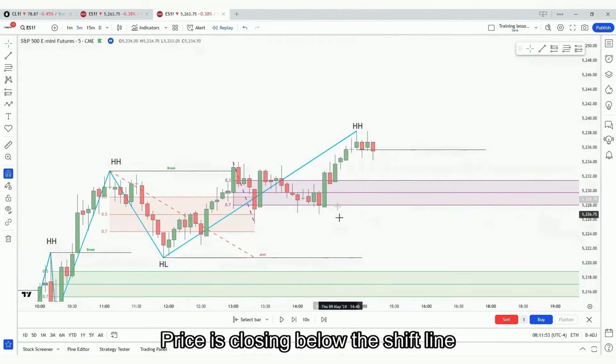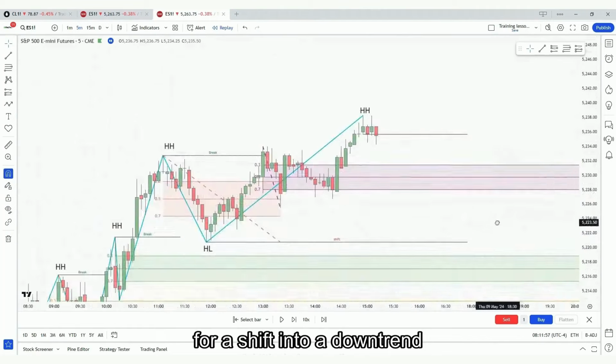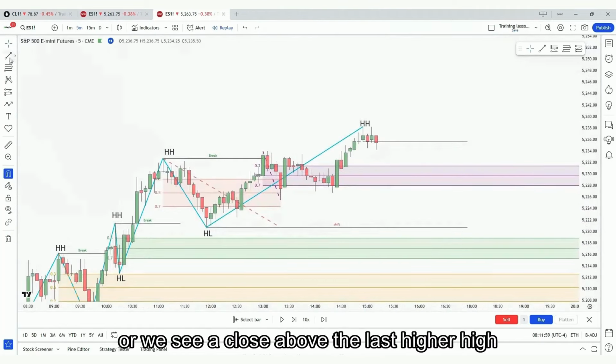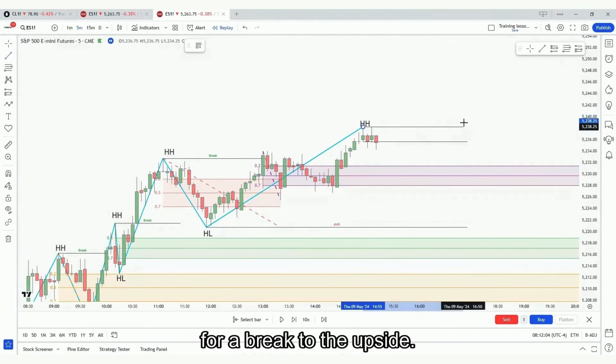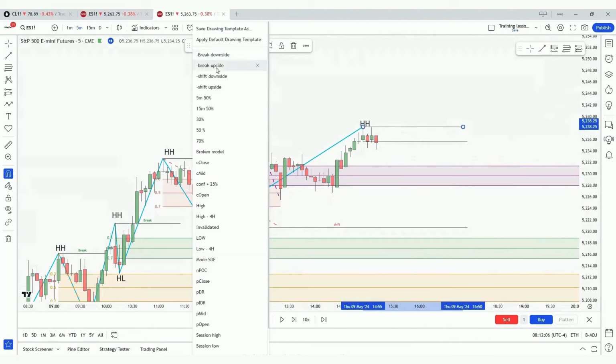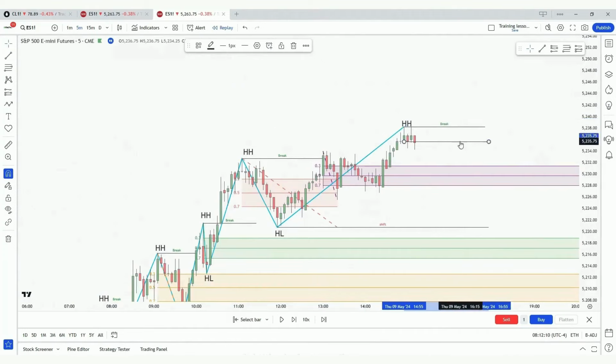Price is closing below the shift line for a shift into a downtrend, or we see a close above the last higher high for a break to the upside. Let's remove this line.